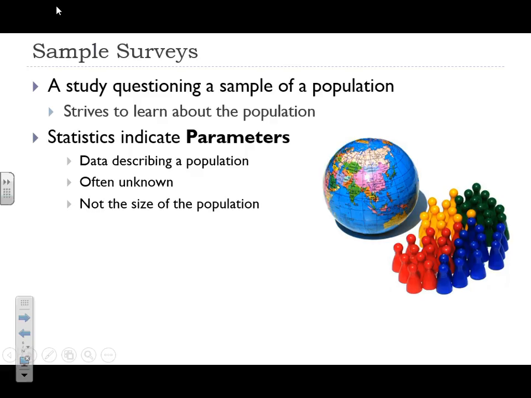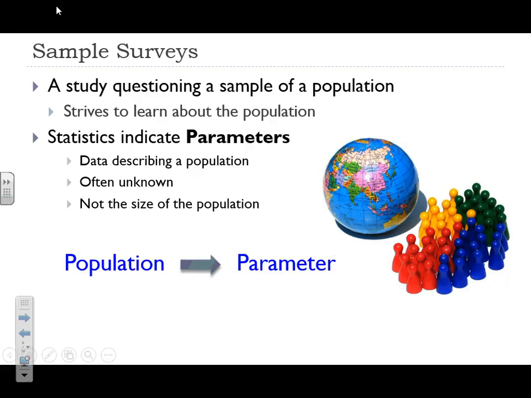Okay? And again, parameters are not the size of the population, it's a value calculated from the information gathered. So the big thing here, if it's a value that comes from a population, it is a parameter. They should be pretty simple to keep straight. Sample, statistic, S and S. Population, parameter, P and P.